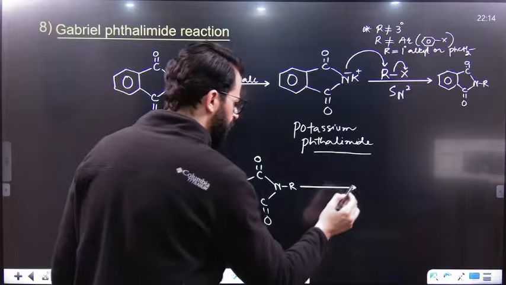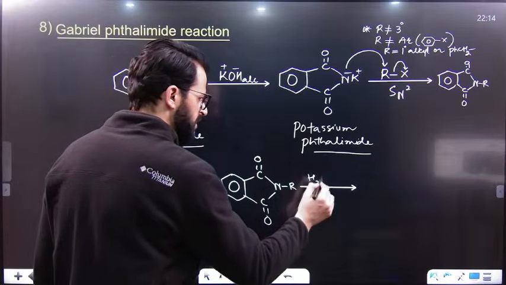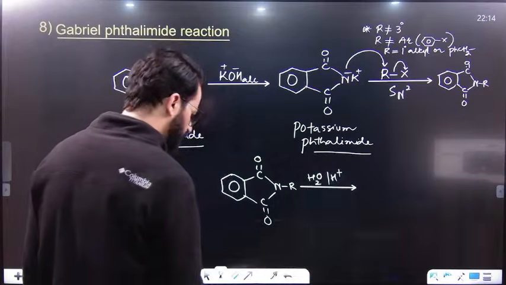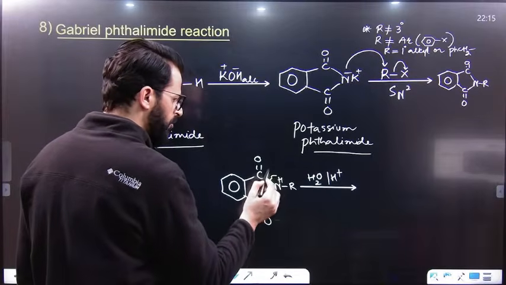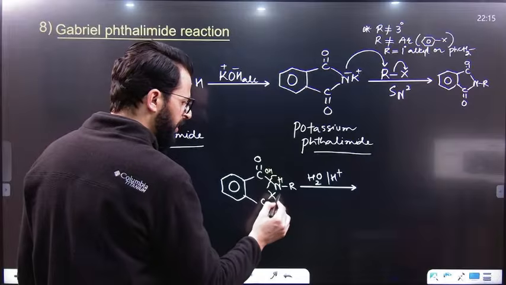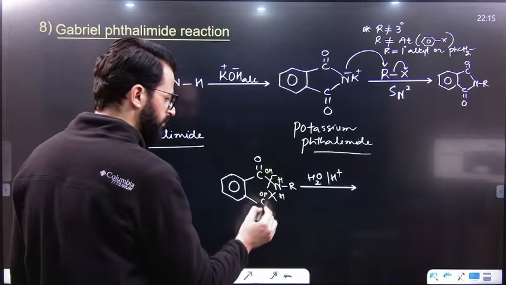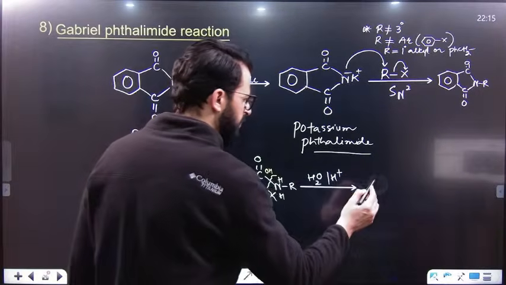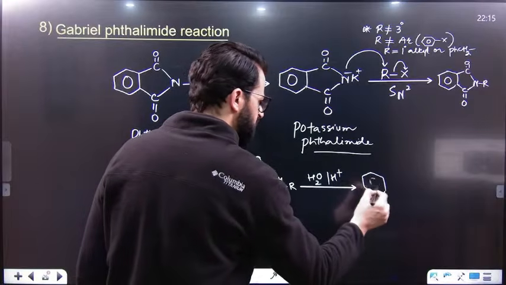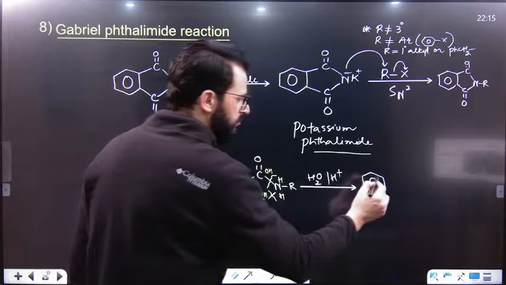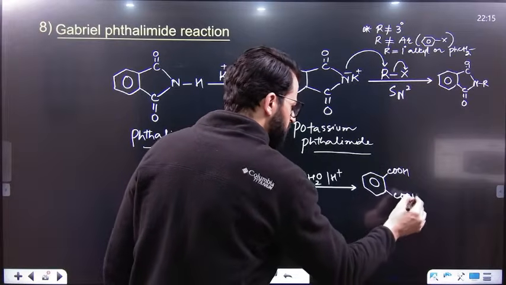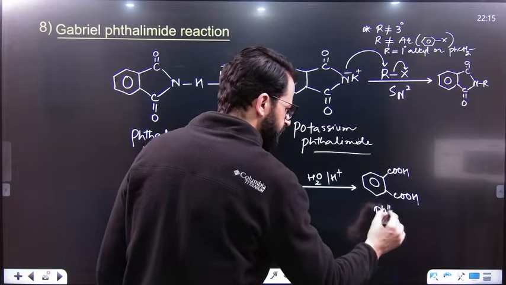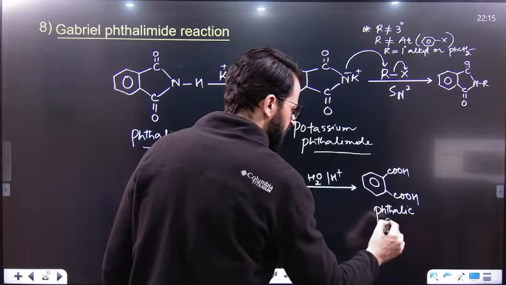It can undergo hydrolysis, say for example in acidic medium. Then what will be the trick? The trick is simple. Break this bond, add H over here, OH over here. So the product of this reaction will be simply, this is benzene, then this becomes COH. Similarly, this becomes COH. So this is known as phthalic acid.